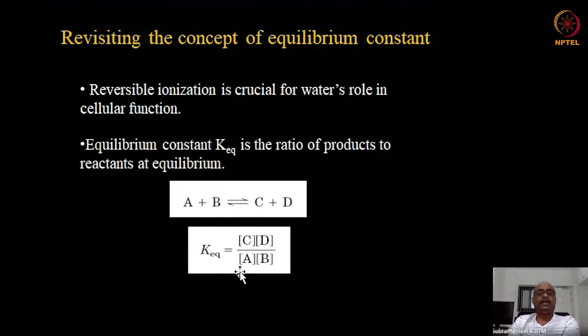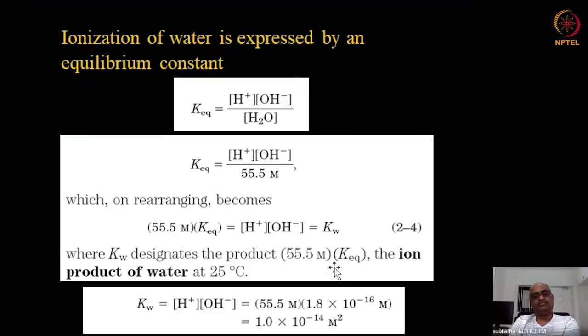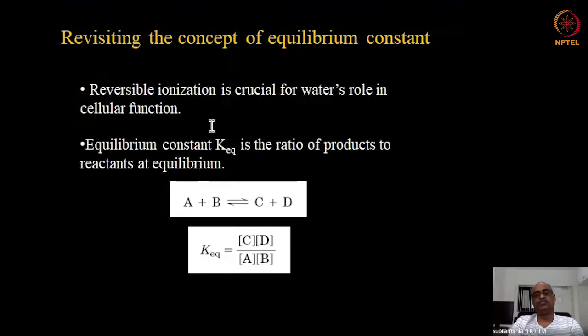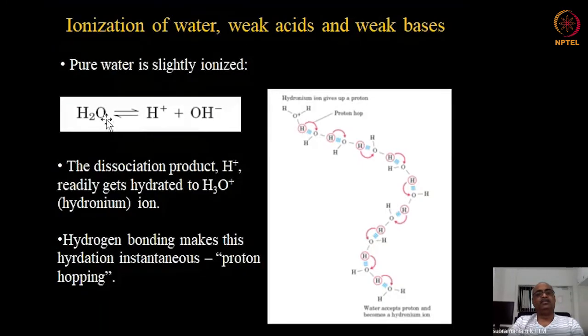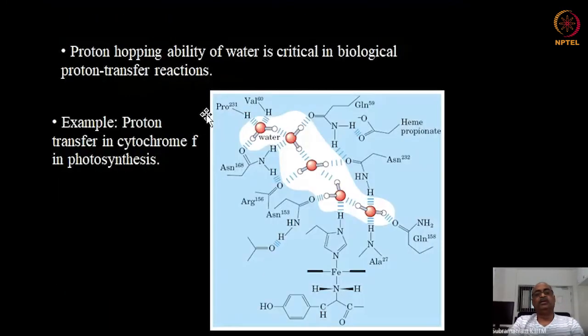So now let us apply this to water. In water dissociation, therefore, this will be H plus times OH minus, that is, the concentration of hydrogen ion times the concentration of hydroxyl, divided by the water concentration. So that is the equilibrium constant for the water dissociation as we saw in this reaction.